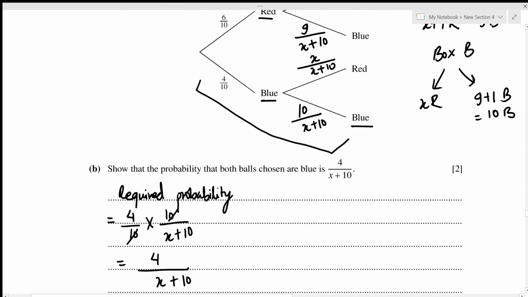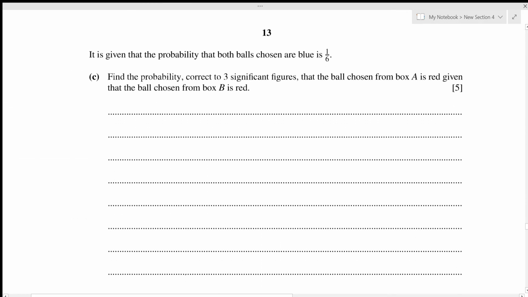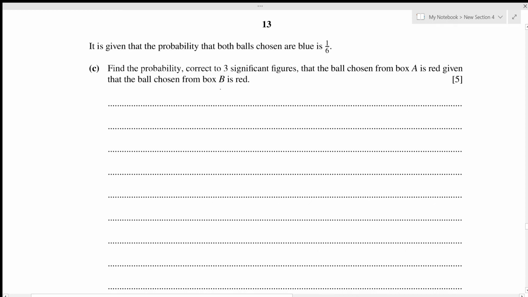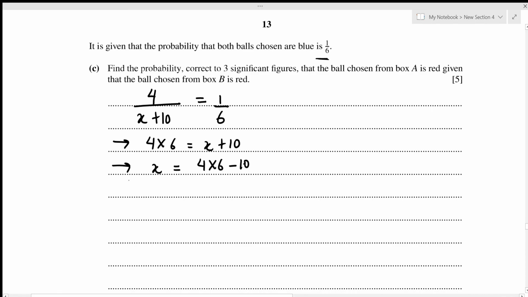Let's move on to the third one. Now it is given that the probability that both balls chosen are blue is 1 by 6. So this is given so that we can figure out the value for x. From the second part, we figured out the probability to be 4 by x plus 10, and now we're given that this probability is equal to 1 by 6. Let's just solve this equation. So that's going to be 4 into 6 equals x plus 10. In order to figure out the value for x, that's going to be 4 into 6 minus 10, which gives us the value of x to be 14.